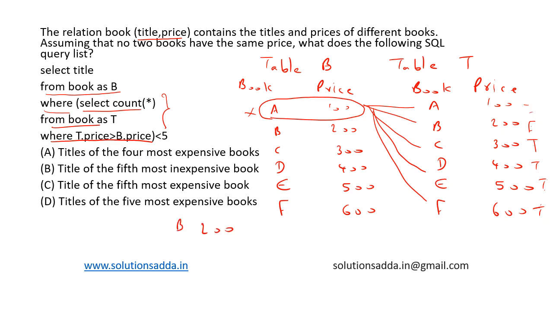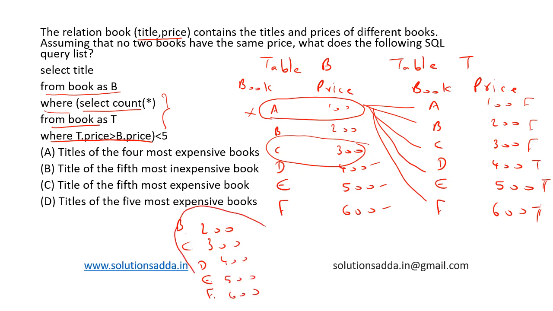Similarly, in the next iteration, it will be selecting 300 and comparing with all these values. Now 100 is greater than 300, false. 200 is greater than 300, false. 300 is greater than 300, false. 400, 500 and 600 are greater. So we'll get C 300. Similarly for D, E and F, for all these cases we will get the values, that is D, E and F, 400, 500, 600. This will be the result that is finally returned.